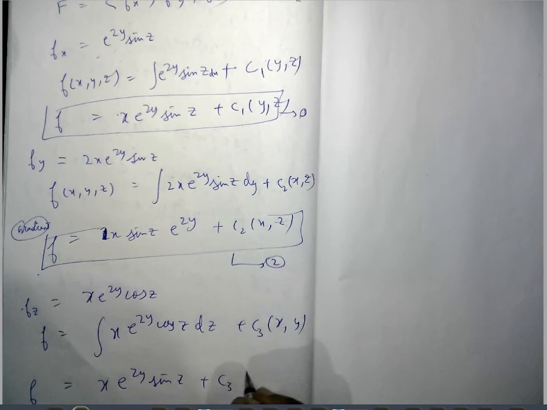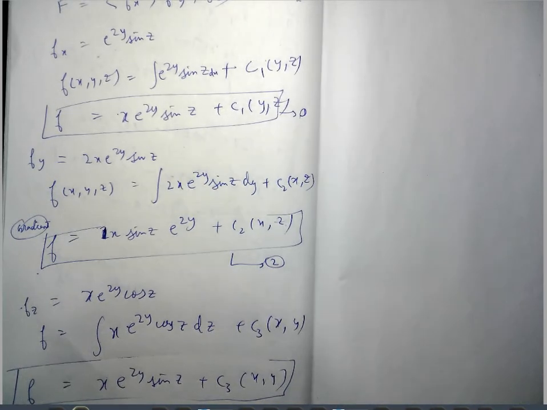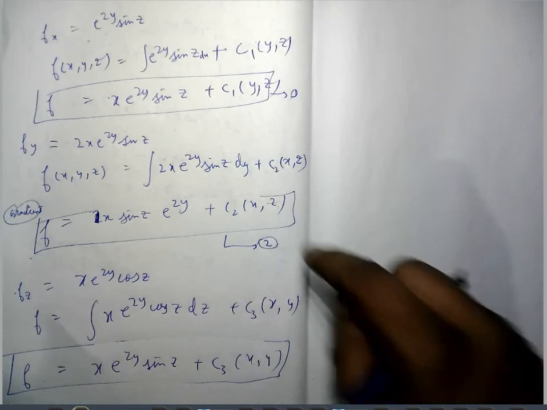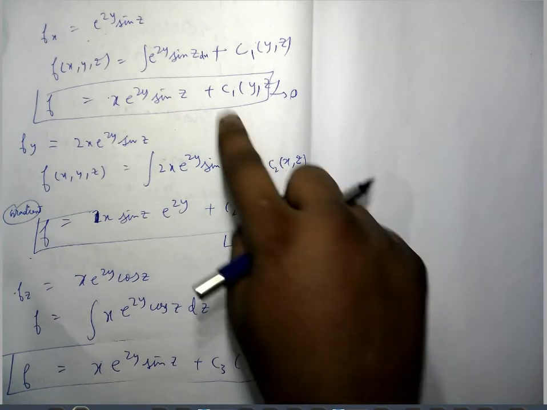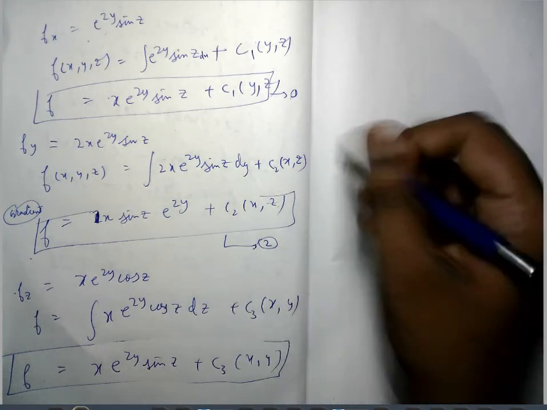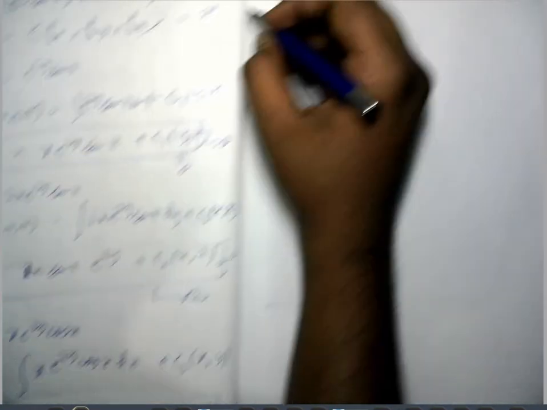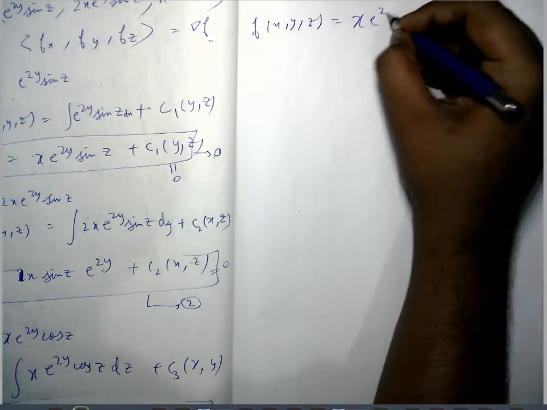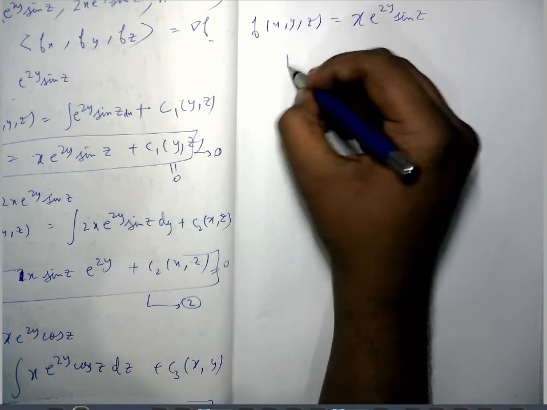So this is 1, 2 and 3. As you can see that x e to the power 2y sin z is common in all of them, and there are no other functions of either yz or xz or xy in any of the three equations. So that means these are all equal to 0. So that means the potential function f is nothing but x e to the power 2y sin z, and you can check that F is actually equal to the gradient of f. So that is how you calculate the potential function in case of 3 dimensions for a conservative vector field.